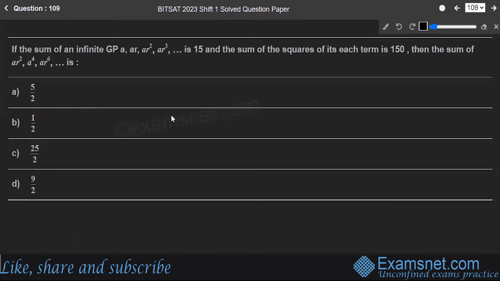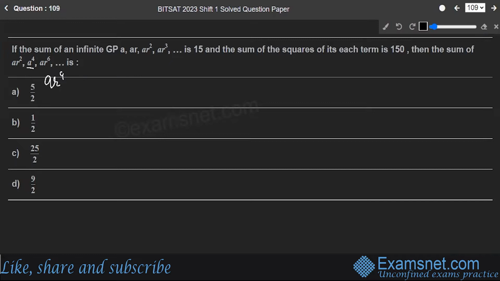Hope you got that. Next is question number 109. If the sum of the infinite GP series is 15 and the sum of the square of each term is 150, then the sum of AR square plus AR power 4 plus AR power 6, and so on, is given by.